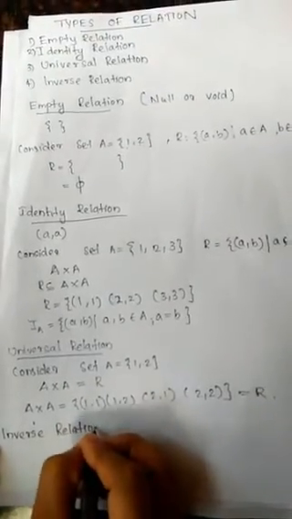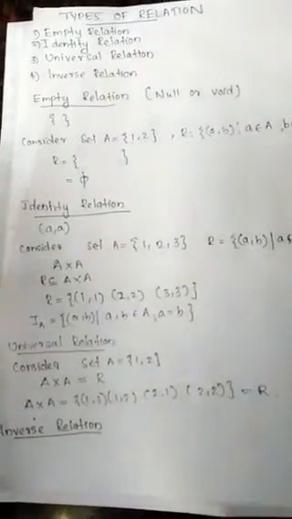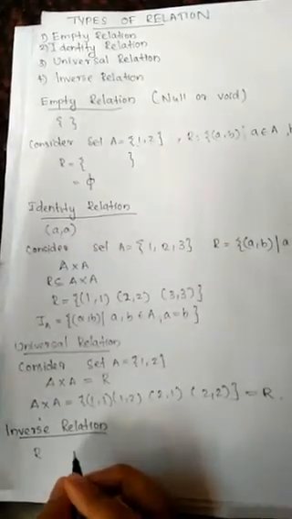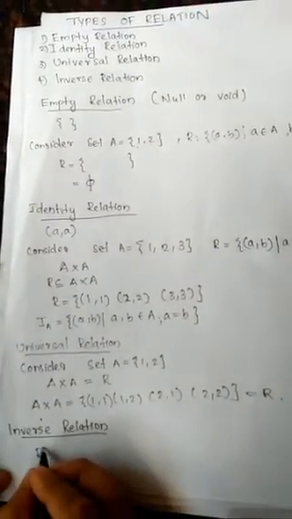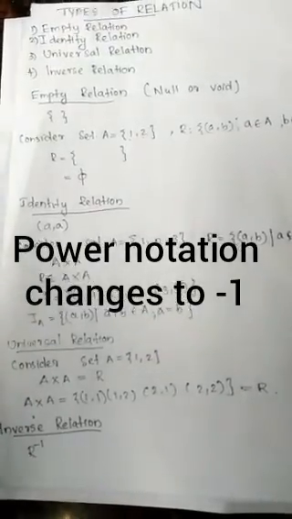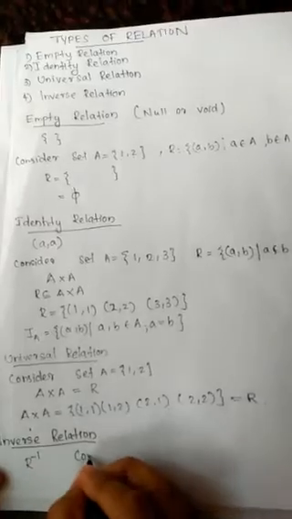What is an inverse relation? Inverse means inverted. If R is a relation, then its inverse is when its power notation changes to -1. This describes the inverse relation. Let me give an example.